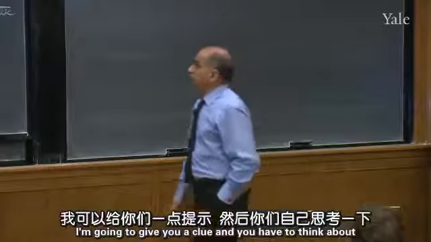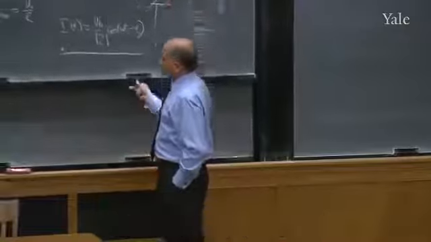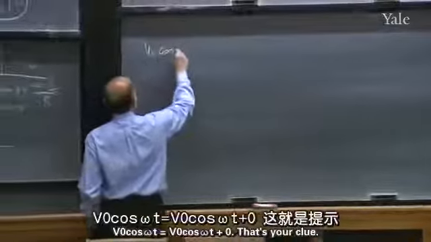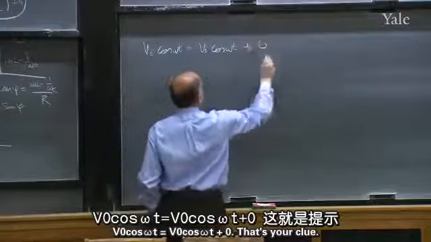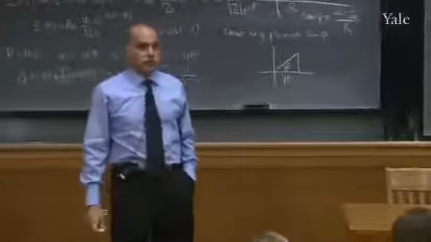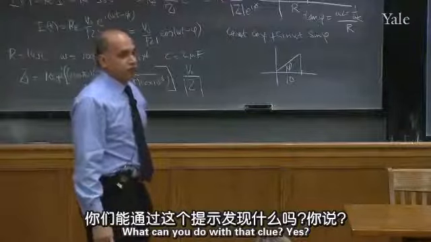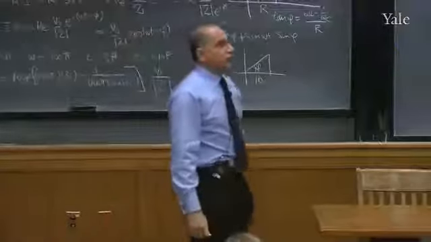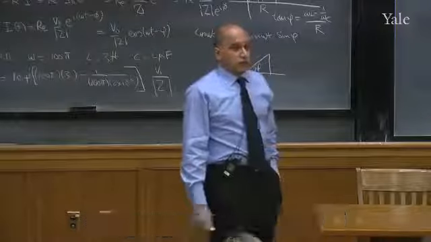Okay, here is I'm going to give you a clue. And you have to think about this clue and see what you get out of that. V0 cos omega t equals V0 cos omega t plus 0. That's your clue. What can you do with that clue? Yep. Set the original equation equal to 0 and find the complementary solution. Yes, so I will translate.